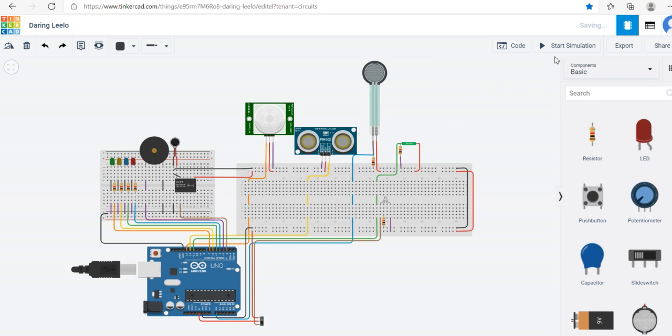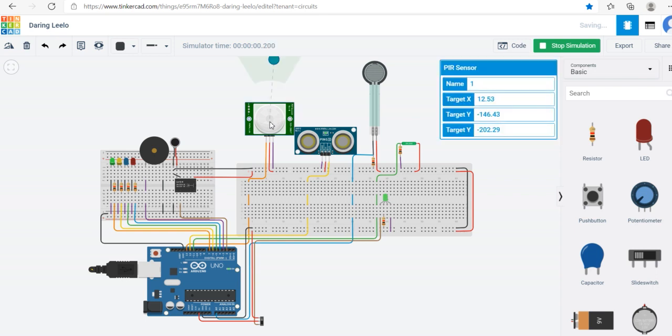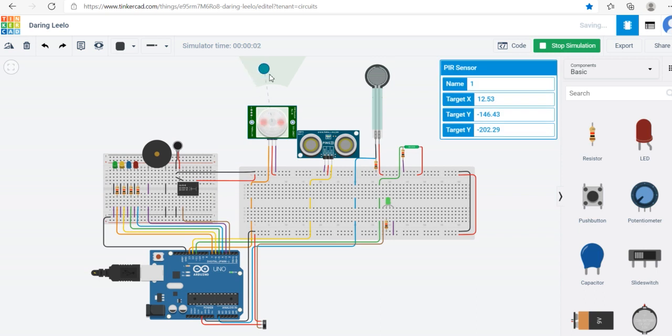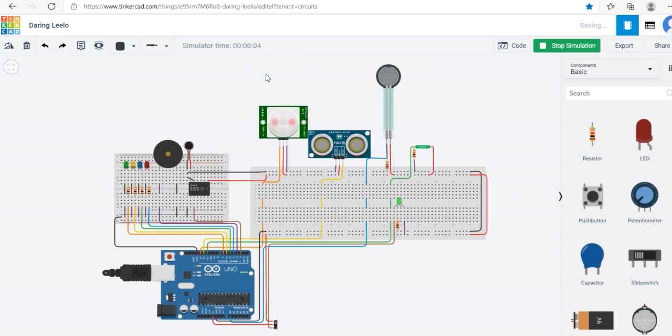Now I will start the simulation. Notice that the green LED has started to glow. Now, when I make any movement in front of the PIR sensor, the green LED will blink. Observe the changes in the green LED.